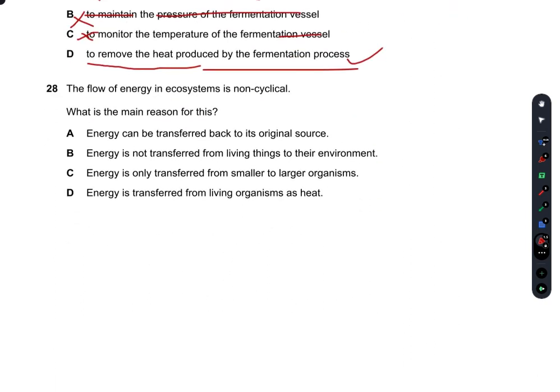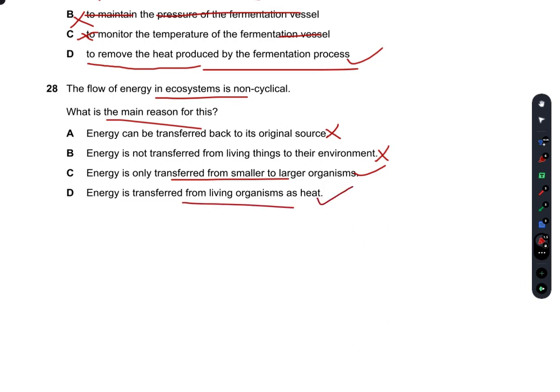The flow of energy in an ecosystem is non-cyclical. What is the main reason for this? Energy can be transferred back to its original source. No, it can't, because energy is continuously lost as heat. Energy is not transferred from living things to their environment. No, it is transferred to their environment. Energy is only transferred from smaller to larger organisms. Yes, it is transferred, but energy is transferred from living organisms as heat.